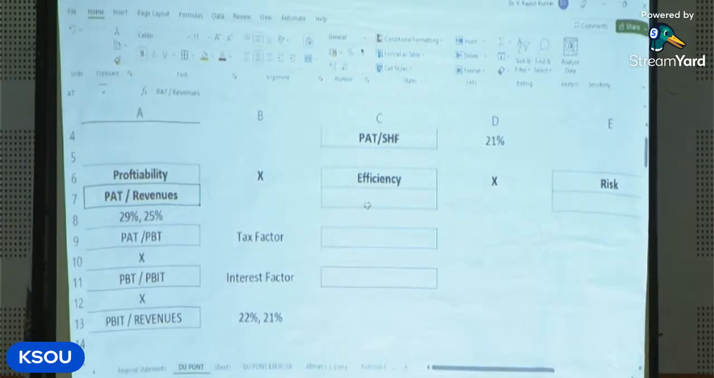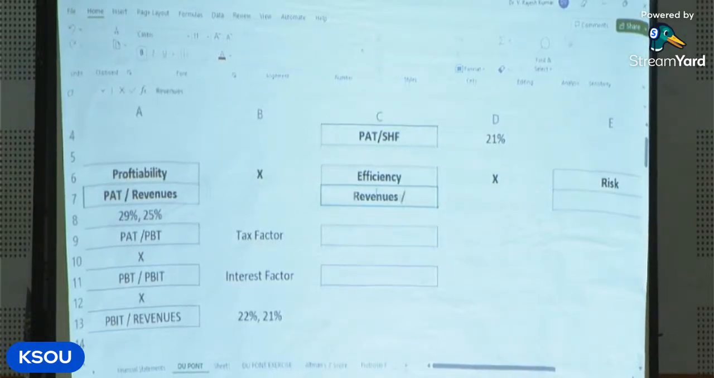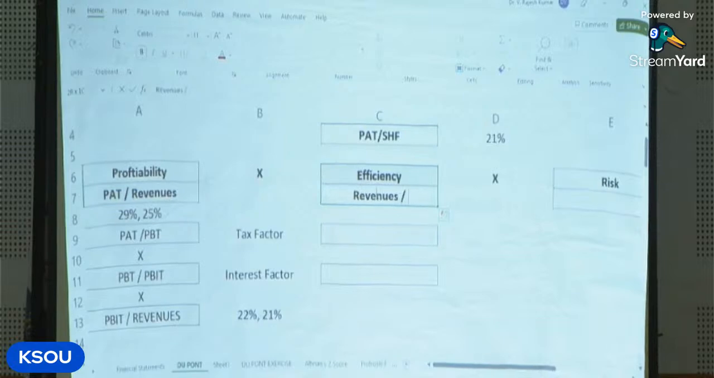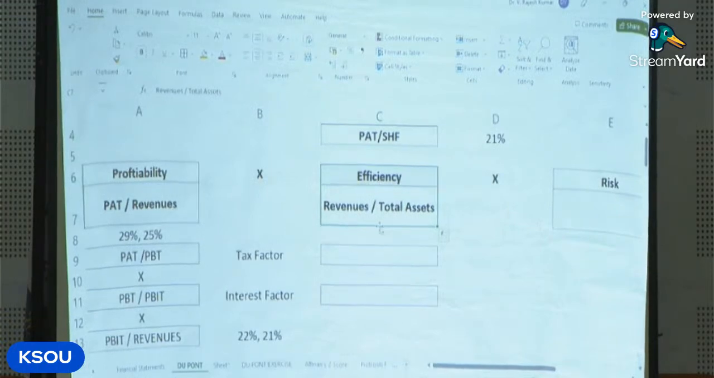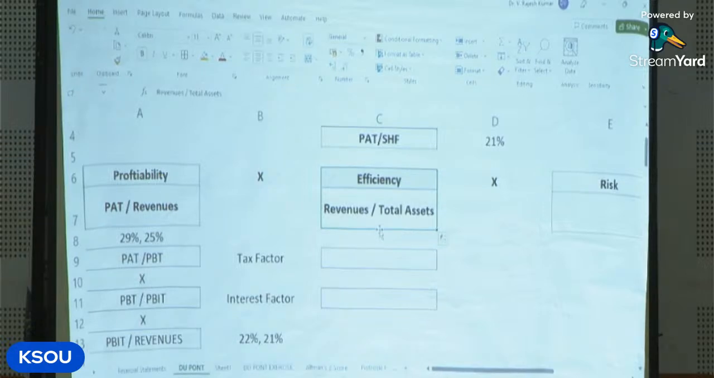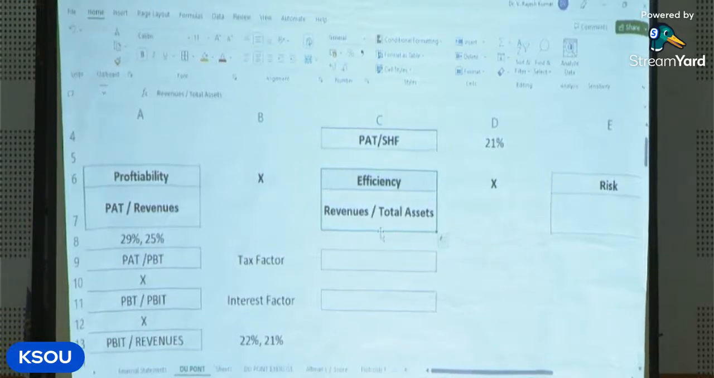PAT by revenues. Now, how to measure efficiency? Very simple. Revenues or turnover divided by total assets. Now, what is this ratio called? All these are ratios: asset turnover ratio, total asset turnover ratio. We are aware of all these ratios. You learnt it, but I'm just putting it in one place. So this is efficiency.